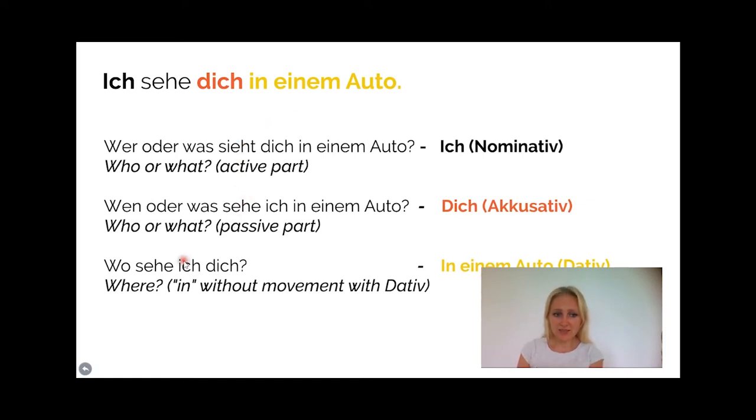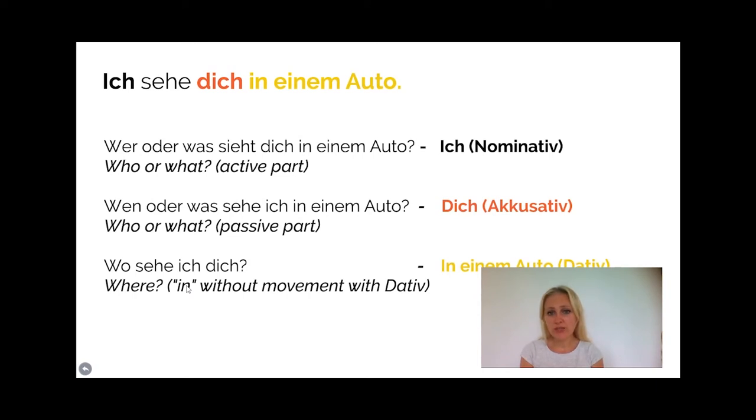Then the next sentence, wo sehe ich dich? So where do I see you? And in einem Auto, this is the dative object here, the car, because in belongs to the Wechselpräpositionen. That are the prepositions that work with accusative and dative, just as we had the example with neben at the beginning of this chapter.